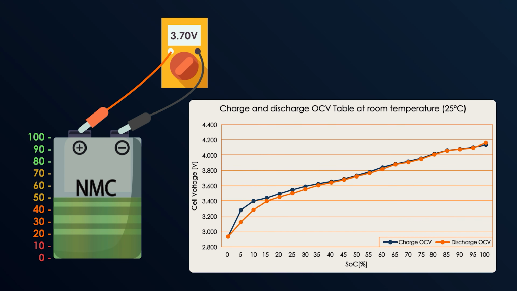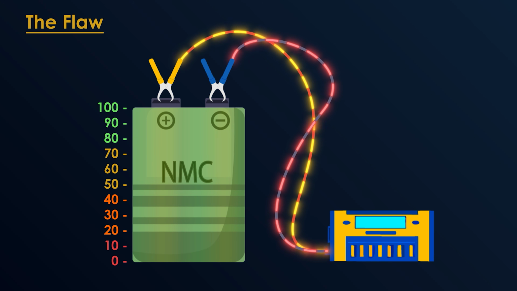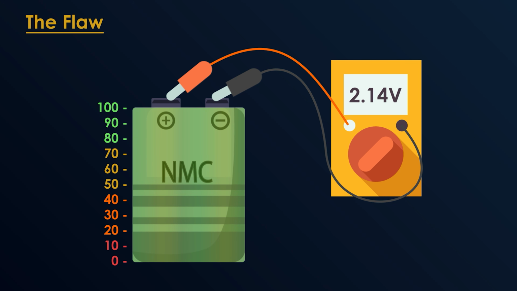It seems very simple, right? When we measure 3.7 volts, we look at our cheat sheet and boom, 50%. Case closed, case finished. Well, it's not that easy. This is where the foolish part of our engineering comes in. If we just finish charging our battery and we measure the voltage, it looks really high. This is what we call surface charge.